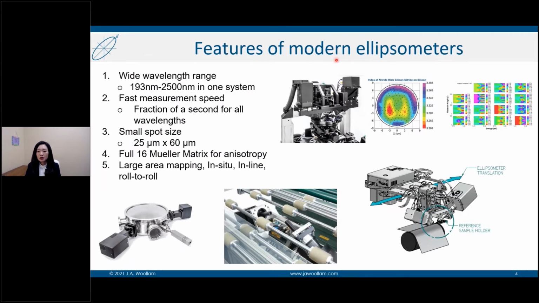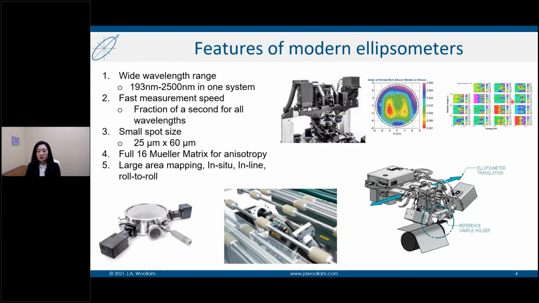Ellipsometry instrumentation technology has evolved quite a bit in recent years. We can measure over 1,000 wavelengths within a fraction of a second. Using focusing lenses, we can reduce the spot size down to 25 by 60 micrometers. Some of the modern ellipsometers can measure full 16 Mueller matrix.